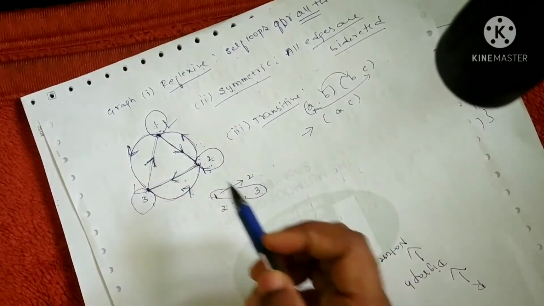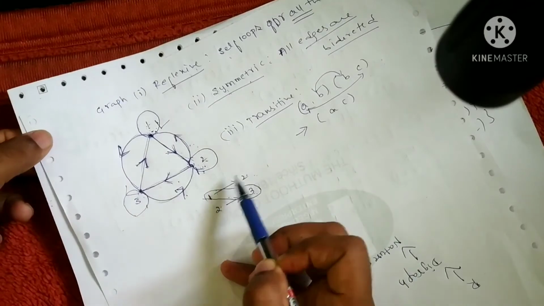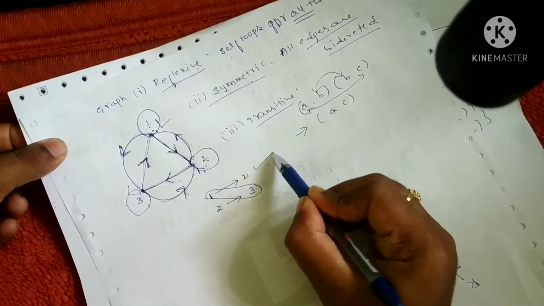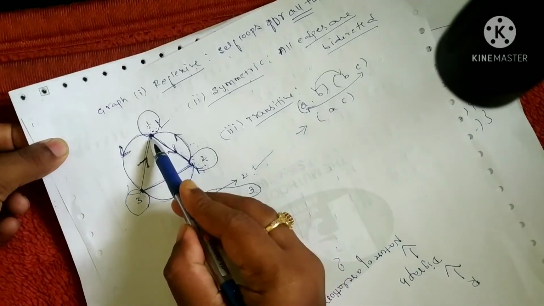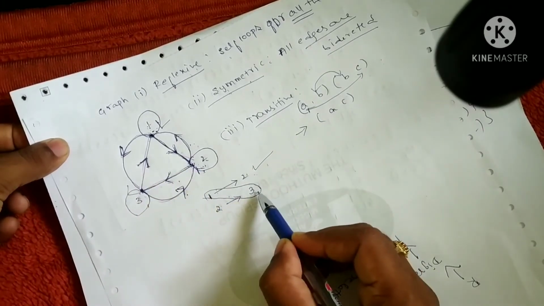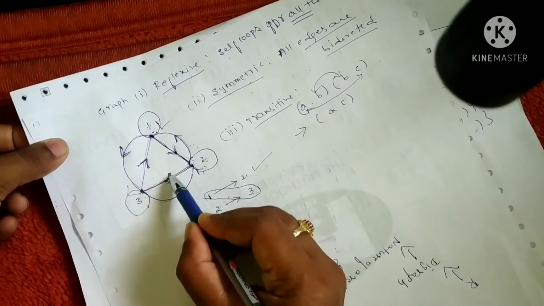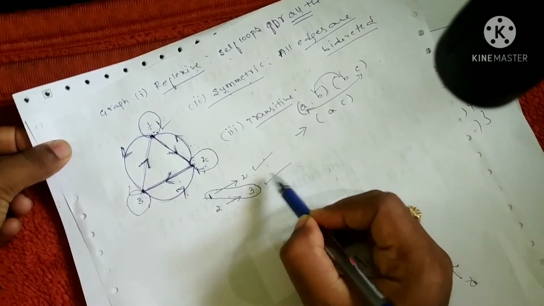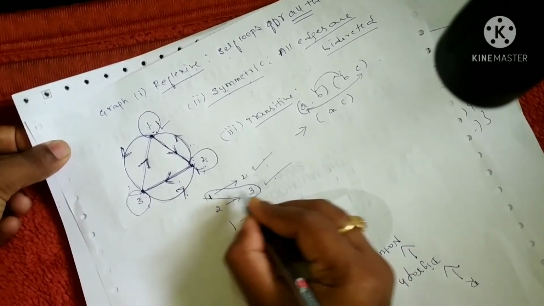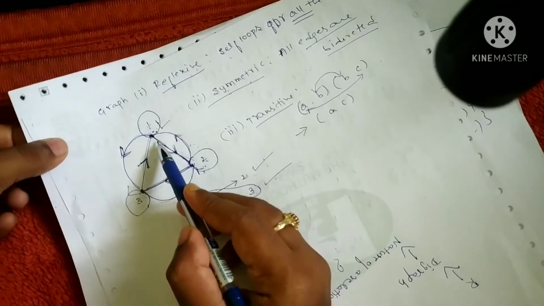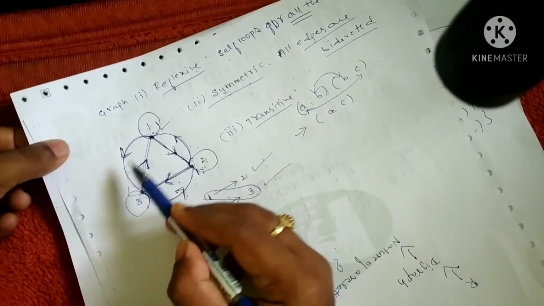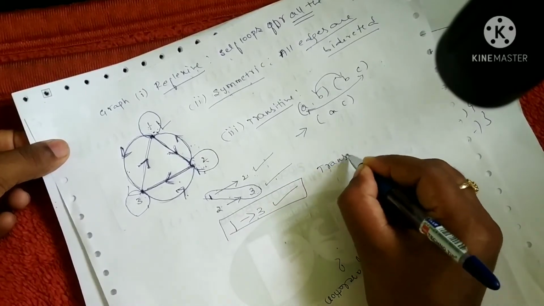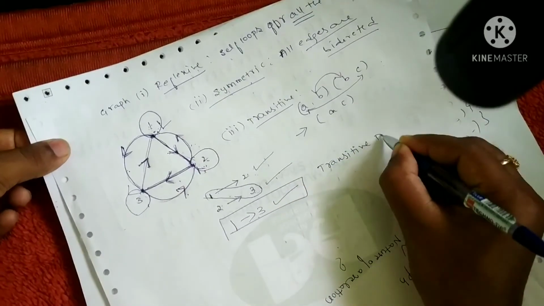Now look at the diagram. Do we have an edge from 1 to 2? See here, 1 to 2, yes I have. Do we have an edge from 2 to 3? Here, 2 to 3. Yes, I have. If this case exists, then there should be an edge from 1 to 3. Do we have an edge from 1 to 3? Yes, we have. If this is the case, then it will become a transitive digraph.